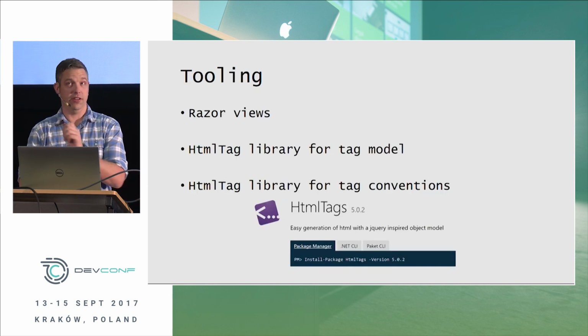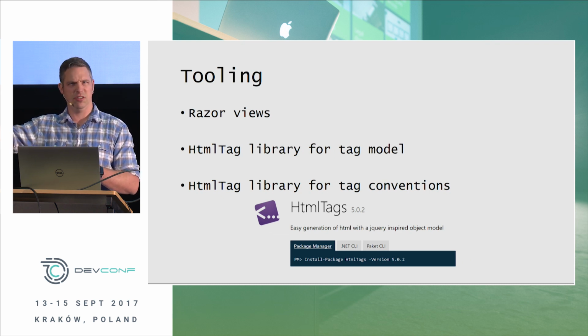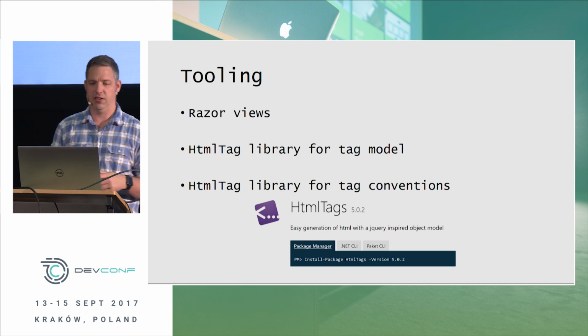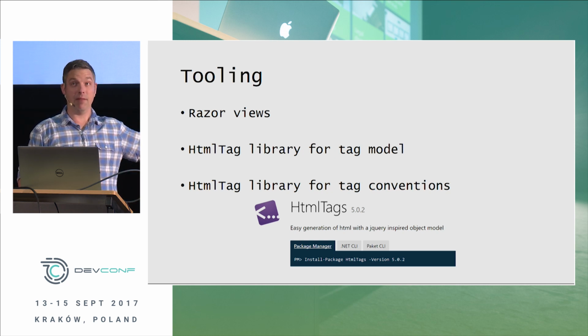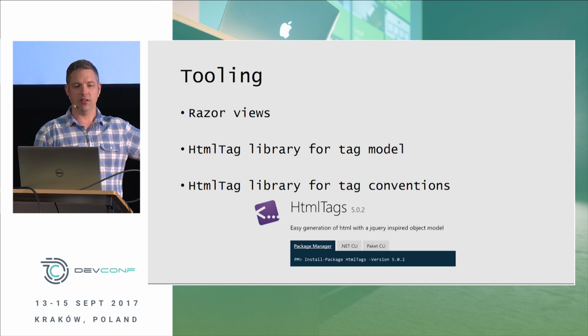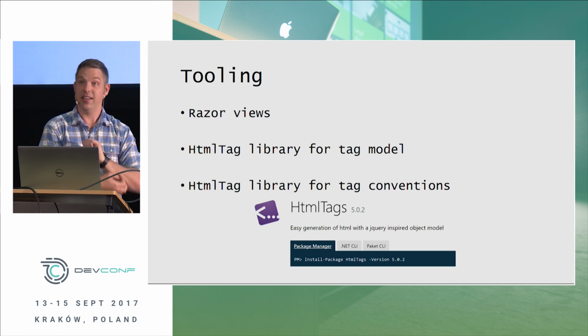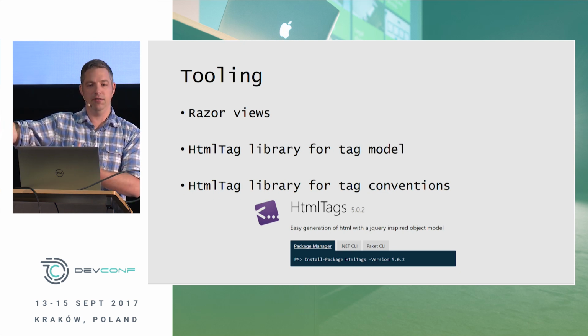So the tooling we used for this included Razor views. We still wanted to keep those, the normal templating engine of the MVC framework we were using. Then our HTML tag library for the tag model, so the tag model objects. And the HTML tag library also has tag conventions that say, if you have a property that has this metadata, build it using these individual rules.